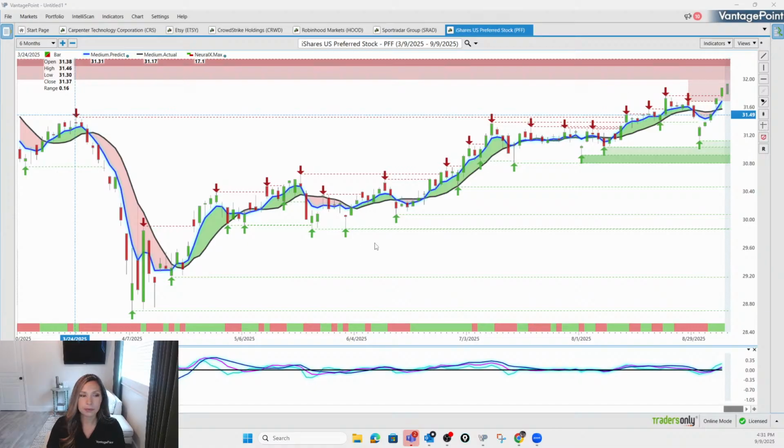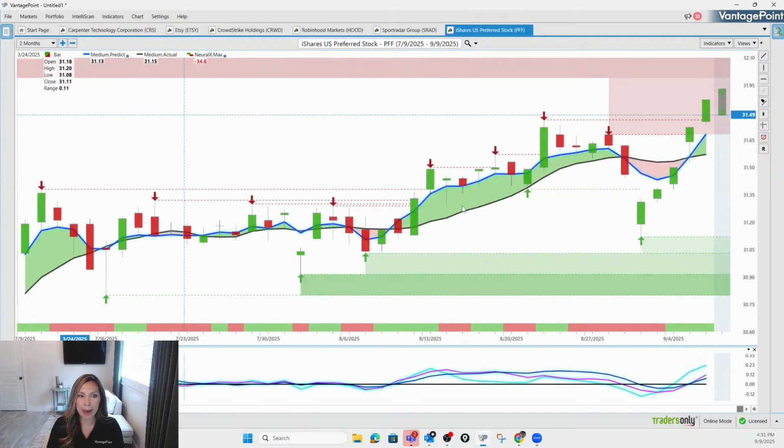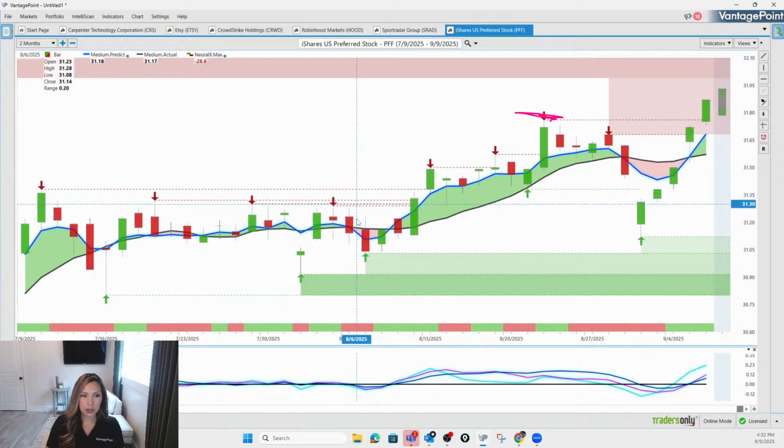All right, let's just add those plus buttons. It's like zooming in on a map. VantagePoint's kind of like a map for your trading anyway, so I like that analogy. Where is our current resistance? So as we sort of walk through this trend here, and we can see we went through some consolidation here. All right, so this is important to point out.